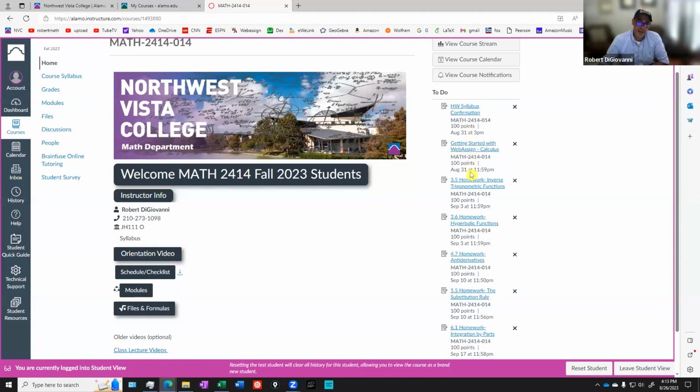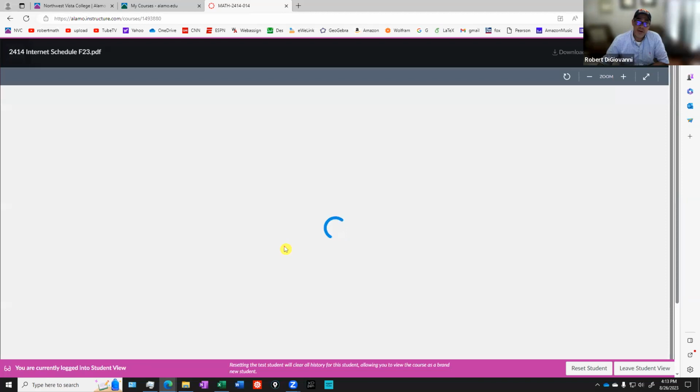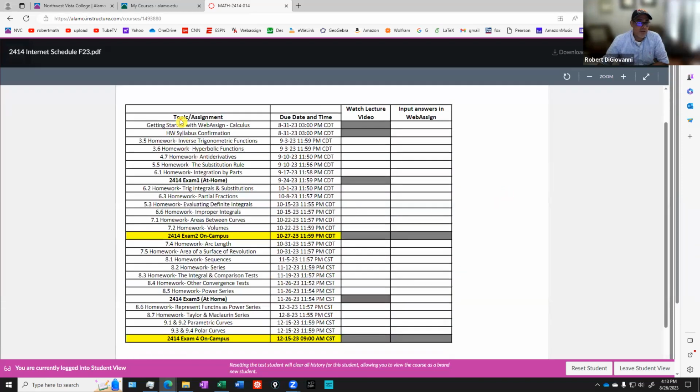On this homepage, you can see your assignments already showing up over here on the side. Those are quick links to the assignments. Let me show you the schedule first. This is the tentative schedule for the course. I have the topic that's going to be assigned, and then the date that it's due. These are assignments that you're going to go online and do, and you'll just check them off as you go, once you put your answers in WebAssign, where we do all our homework. You'll see you have an at-home exam here on September 24th. Then you have in yellow the 2 on-campus exams, and I will talk to you more about those later.